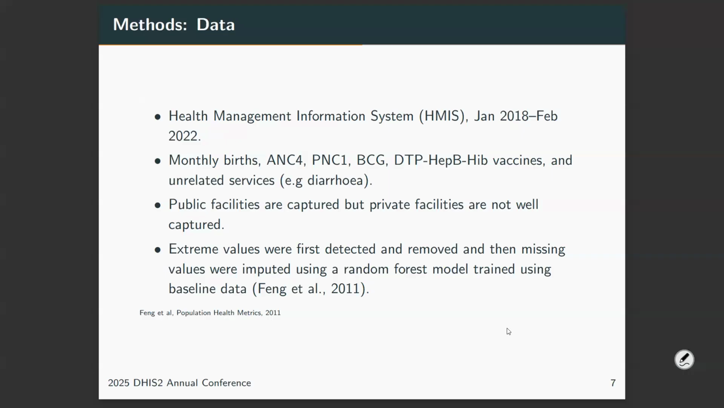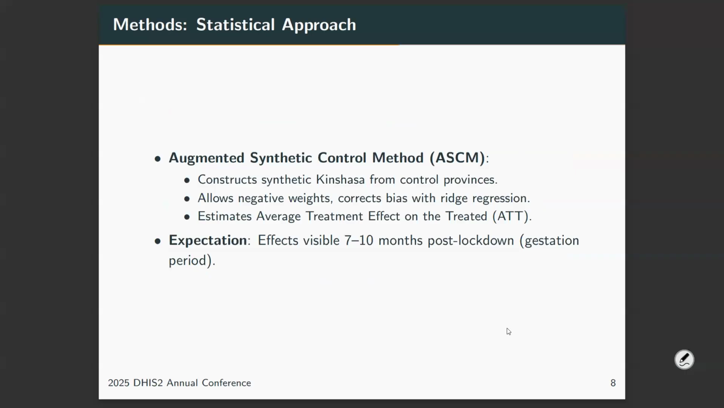We want to make sure it's not just some sort of residual that's happening in the data. Our data is largely public facilities. There are private facilities in Kinshasa, and that data is not well captured in the DHIS2. In order to process the data, we looked for outliers, which we would delete, and then we would impute missing data using standard approaches.